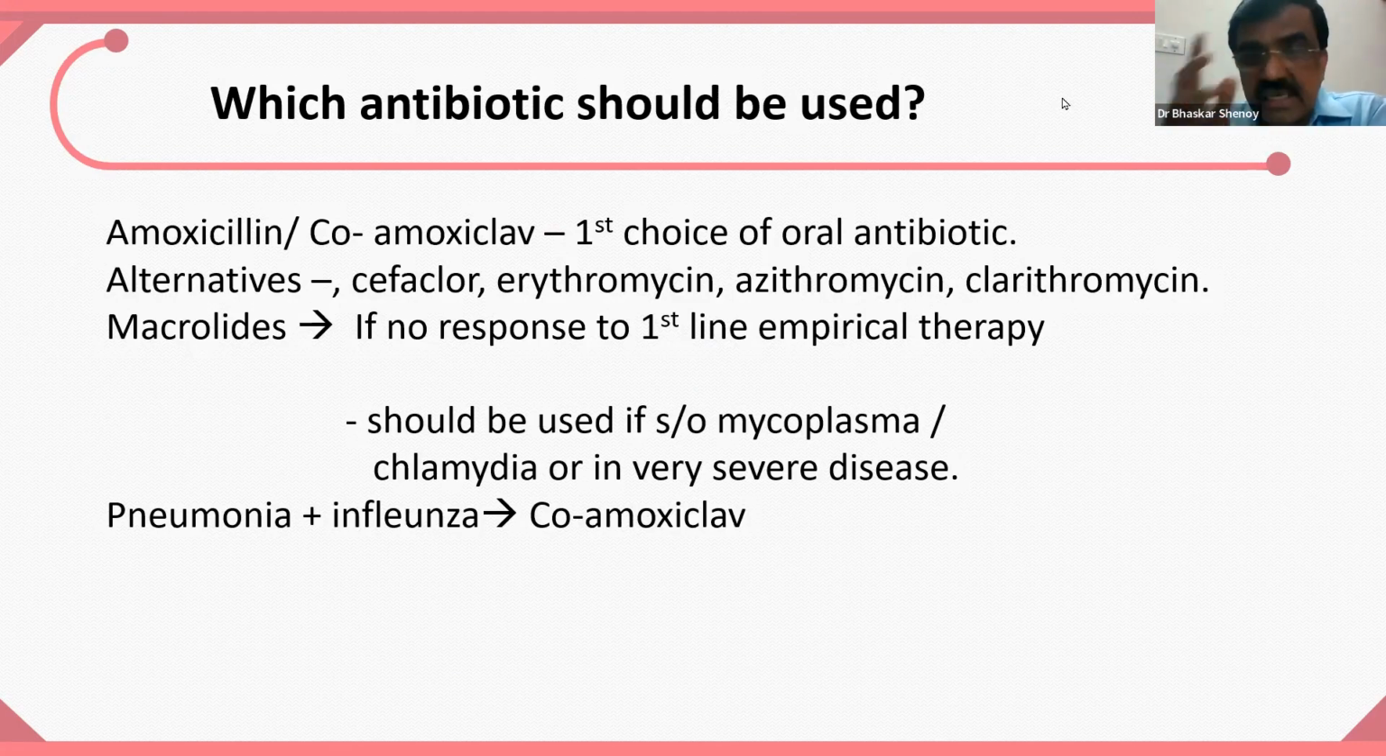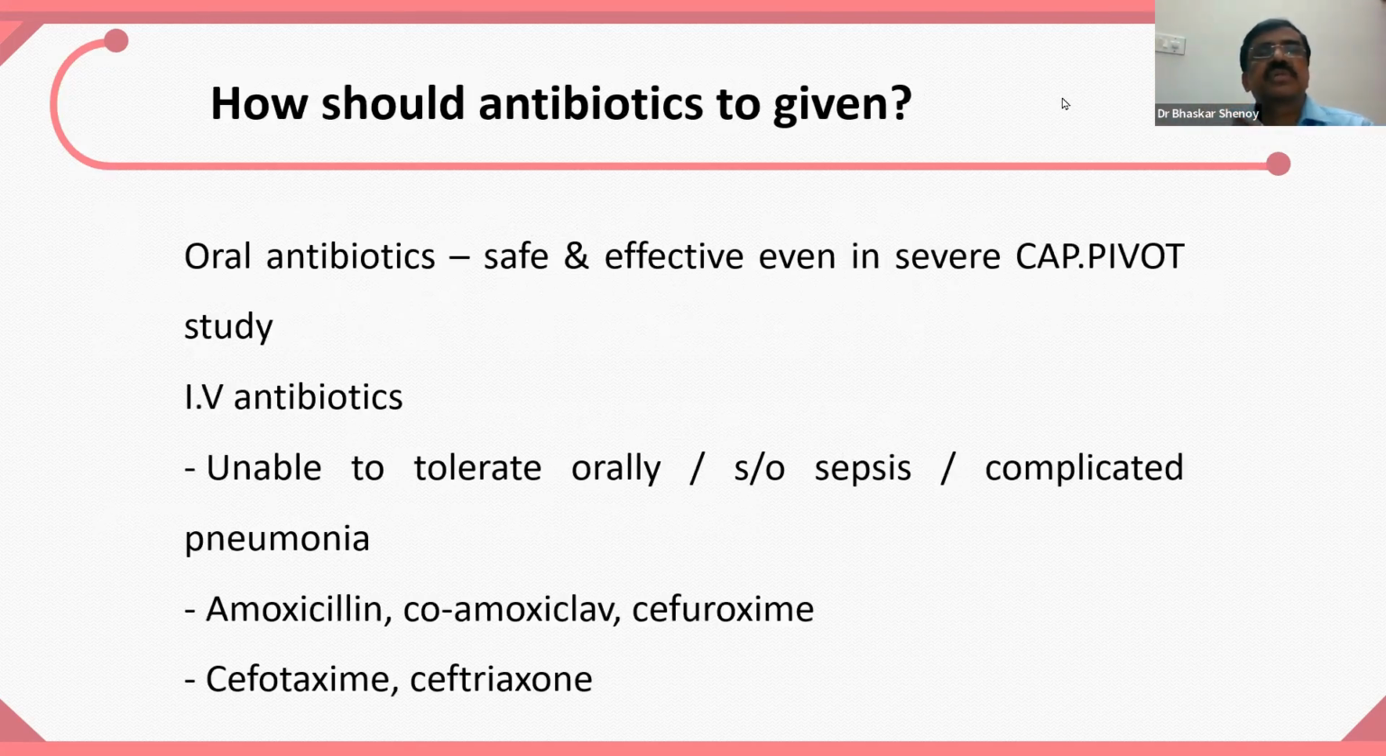When antibiotic is given, it is amoxicillin or co-amoxiclav as the first choice of oral antibiotic in domiciliary treatment, and even for injectable in a hospitalized patient. For those who cannot tolerate, or there is some allergy, or you need an alternative, cefaclor or some macrolides can also be used. And a pneumonia which is secondary to influenza, always co-amoxiclav is used.